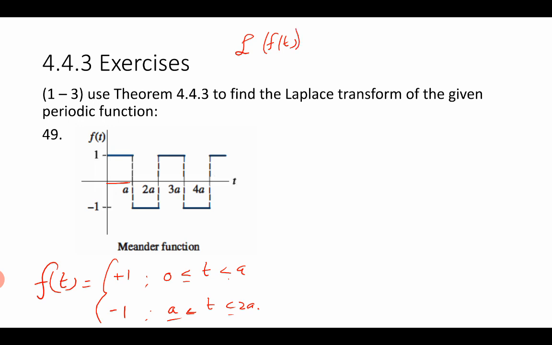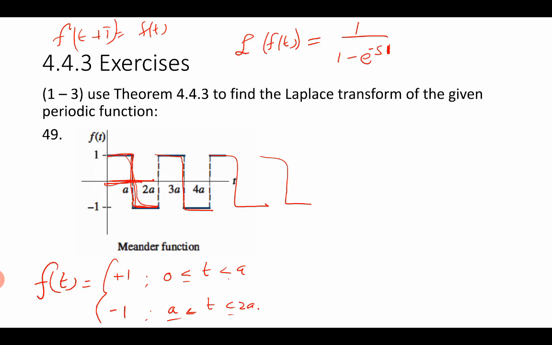So here, by using the graph, we understand this periodic function. So we don't need to write f of t plus capital T is f of t. We don't need this one. Right? Now formula says 1 over 1 minus e raised to minus s times period. What is period here? The total period. See, this is the period. From 0 to 2a it behaves same. After that it repeats the same point. So the period is 2a, 0 to 2a.